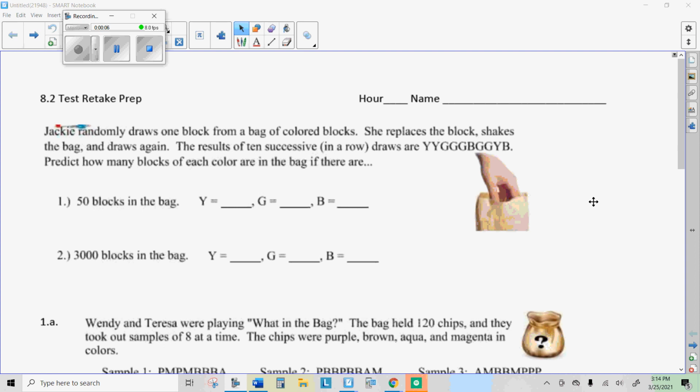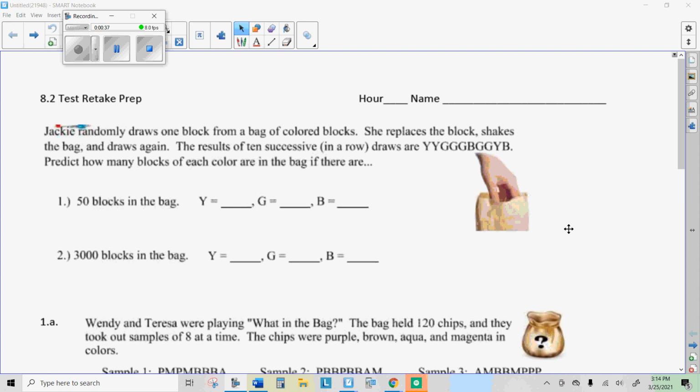It's Mr. Hermanson again. I'm going to review some of the concepts for 8.2 here so that you can do the retake test. One of the things we learned is that you can take a sample to represent the number of each item, or predict the number of each item by doing the samples. We learned that the bigger the sample, the better the prediction will be.